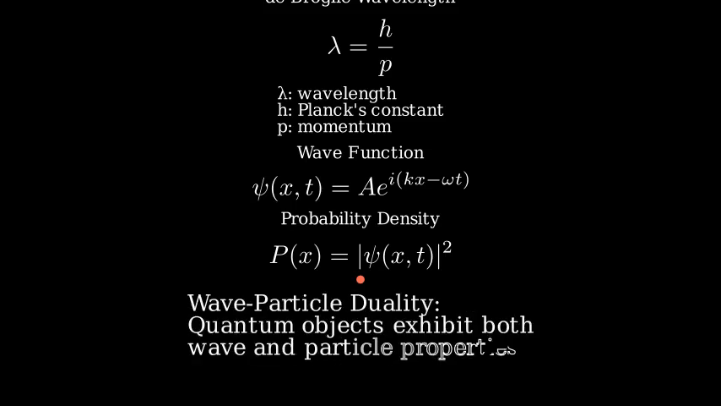Wave-particle duality reminds us that quantum objects don't behave like anything we experience in our everyday world. They are neither purely waves nor purely particles, but something fundamentally different that exhibits properties of both.